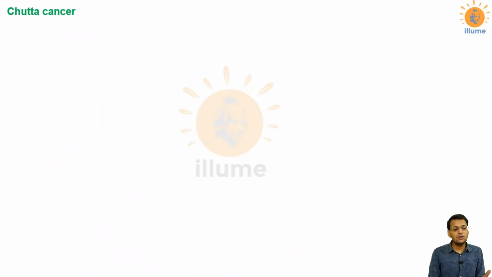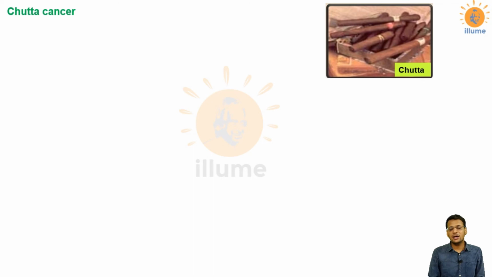The next special sort of cancer is Chutta cancer. Now what is Chutta? Chutta is a kind of cigar used by people, especially in the areas of Andhra Pradesh in India, where people are habitual of reverse smoking. Now what is reverse smoking? Every cigarette has an end which is lighted, and we keep that end out of the mouth, and the other end which is never lighted is put in the mouth. In reverse smoking, the reverse is done. The end which is lighted is put in the mouth and the other end is outside the mouth.